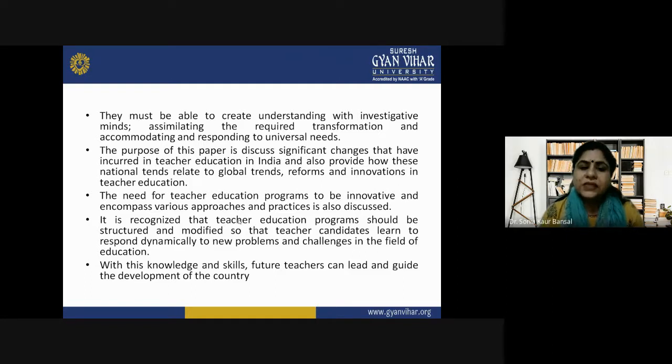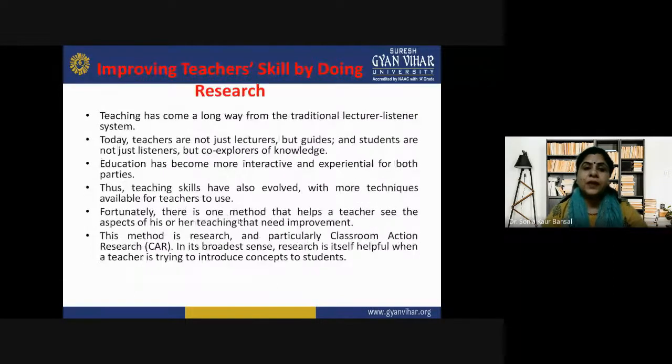So with this knowledge and skills and doing good for the students, future teachers can lead and guide the development of the country. Now, improving teacher skill by doing research. How can we improve the teacher skill? By doing more and more research. So let's have a look on that. Let's discuss about it.